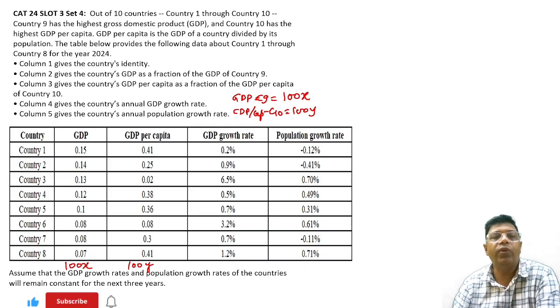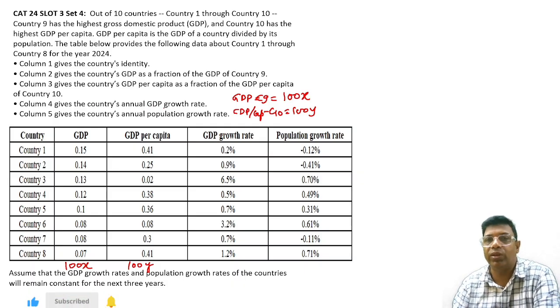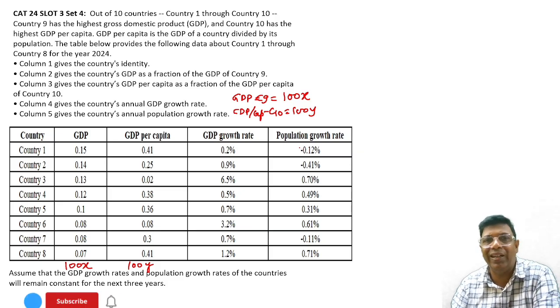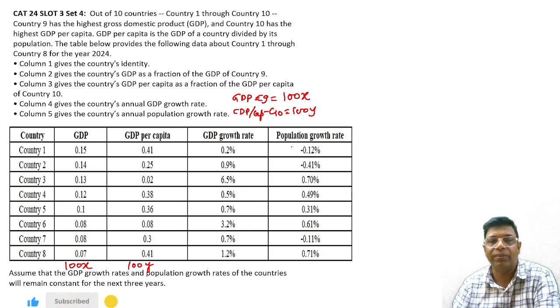Column 4 gives the country's annual GDP growth rate, that is, on an average, at what percent GDP is growing. So like country 1 GDP is growing at 0.2% annually. Column 5 gives the country's annual population growth rate, at what rate population is growing. So in C1, the population growth is minus 0.12%. Minus indicates population is obviously decreasing with respect to the previous year. This is how the data has been given.